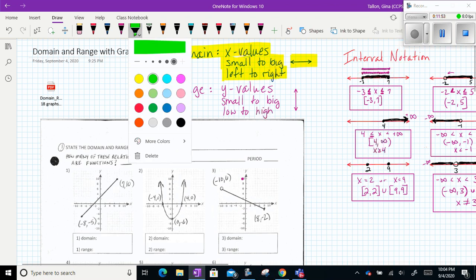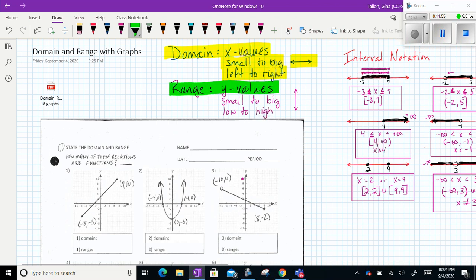Range values are your y values. We still mention everything small to big, but this time, since the range is more of a vertical measurement, it goes from the bottom to the top here. I can't make that thick, but we start with low values and we end with high values. Okay, so in the domain we are looking at starting from left to right, and in the range we are starting from the bottom and going up.